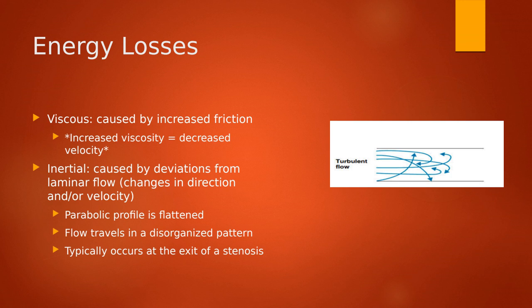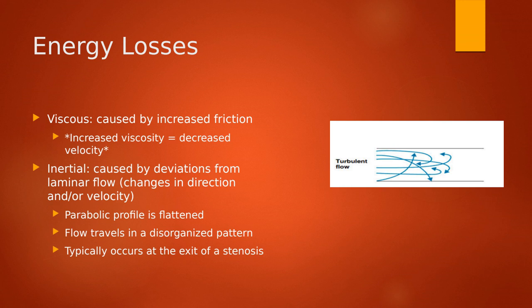So anytime we have that parabolic profile flattened, meaning we no longer have that fastest velocity traveling right through the middle, anytime we have that flow traveling in a disorganized pattern, so they're not traveling in nice parallel layers, we're typically going to see this in areas of stenosis. So when we have that abnormal narrowing of a vessel, this is not talking about the normal decrease in diameter of an artery getting smaller the further away from the heart it gets. This is talking about the abnormal narrowing of a vessel that shouldn't be narrow in that area. So a stenosis is an abnormal narrowing of the lumen of a vessel.